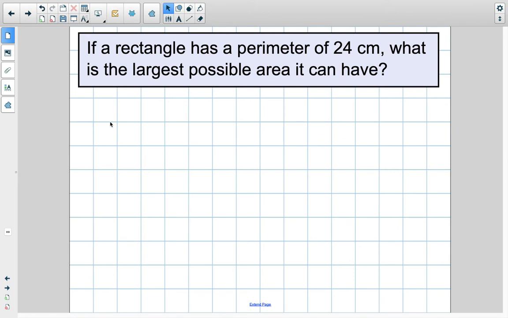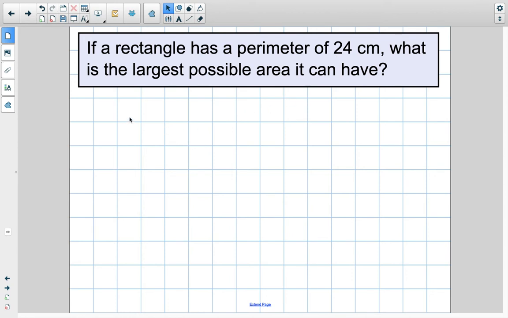So 24 has to be divided into four numbers: the width, the width. But the two lengths have to be the same, and the two widths have to be the same. So two of the numbers have to be the same, and the other two numbers have to be the same. So I'm going to go, well, the easiest way to start a problem like that is to go low. So I'm going to say the side length for the small side is only 1 centimeter.